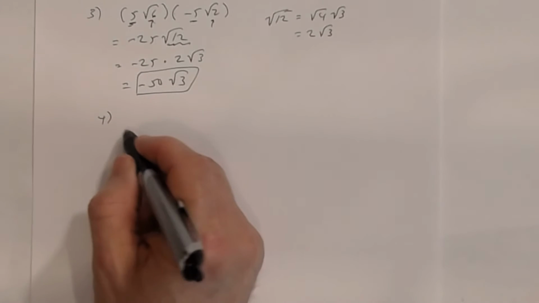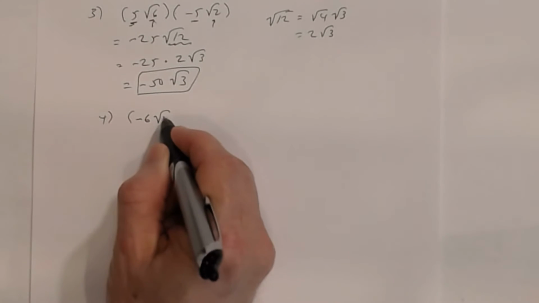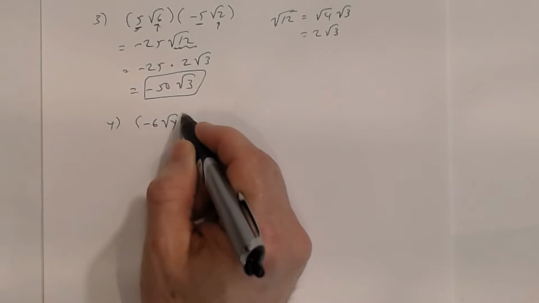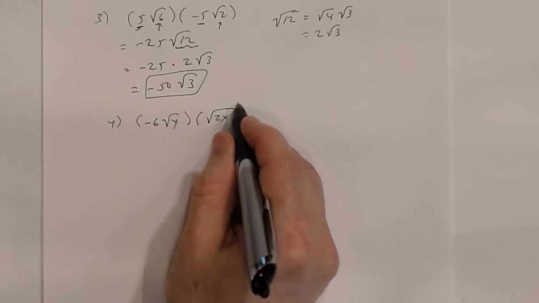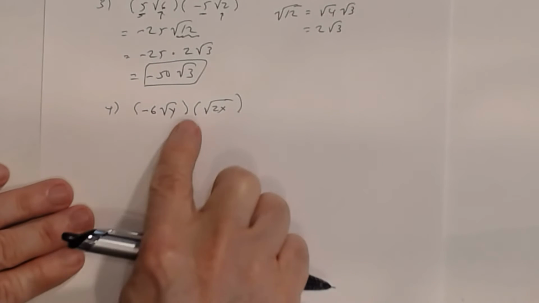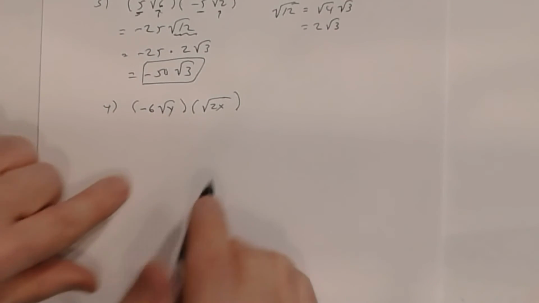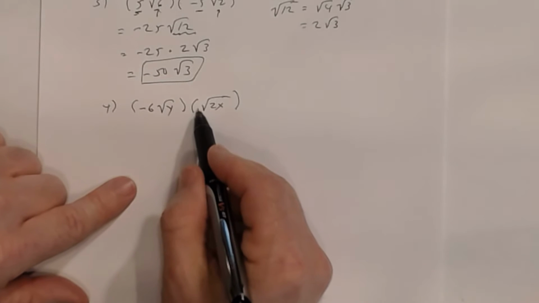Number 4, you have negative 6 square root of y. That's a y now. Times the square root of 2x. Okay, so that's what I have. So I have this times this. Notice though, there's no number there. That's understood to be a 1.